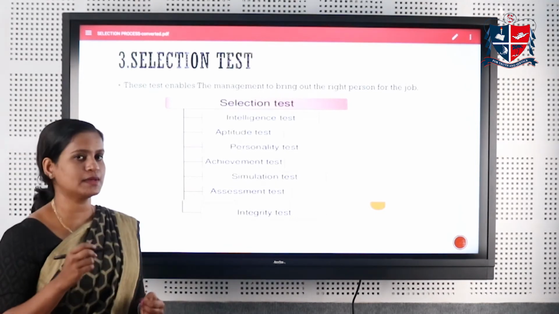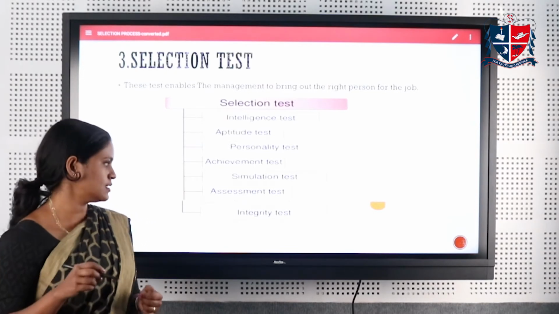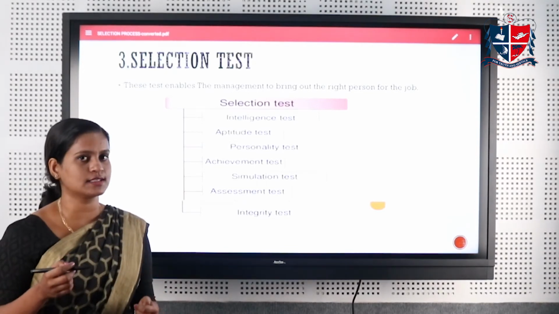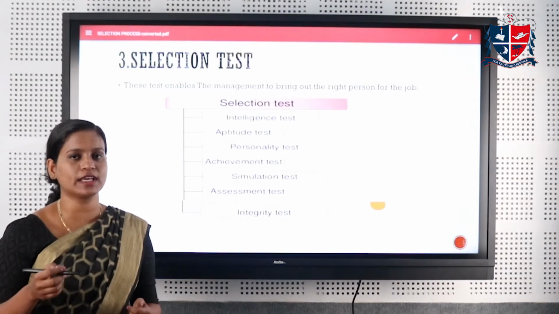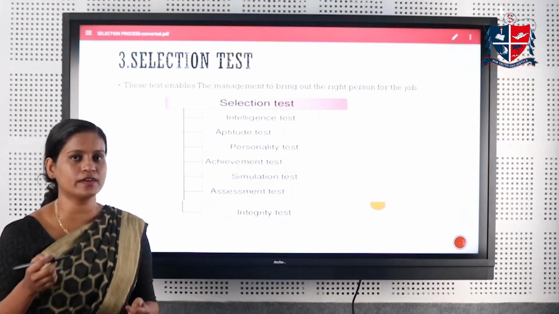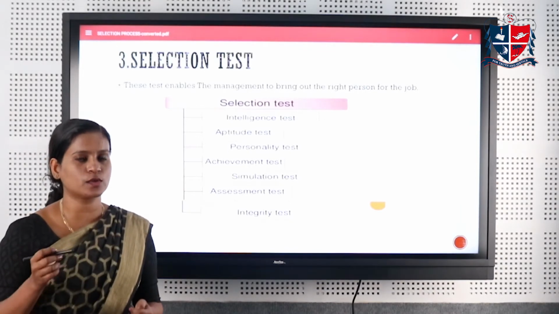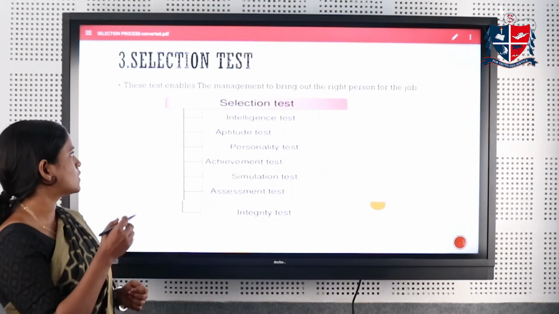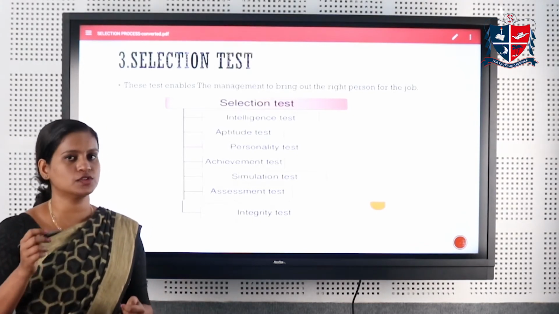The next is the assessment test. In the assessment test, the candidates will be assessed in various areas. And the last is the integrity test. The integrity test will measure the integrity or the honesty of the candidate towards the company, employer, etc. In the integrity test, several yes or no questions are included. So these are all the tests, and these tests will help the management to bring the right person for the job.